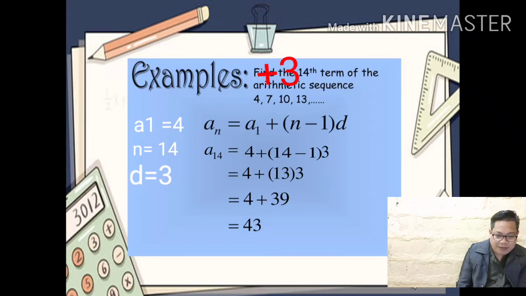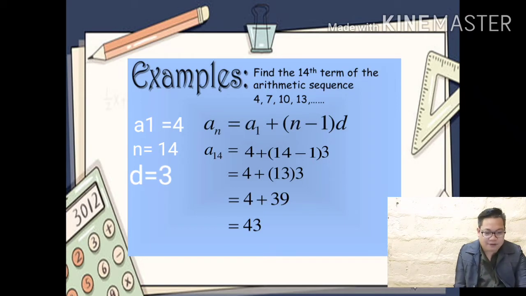So we have now a sub 14, kasi yung 14th ang hinahanap natin, equals, ang first term natin ay 4, plus, ang n natin ay 14, minus 1, then the common difference natin is 3. So 14 minus 1 ay 13, 13 times 3 is 39, then 4 plus 39 equals 43.